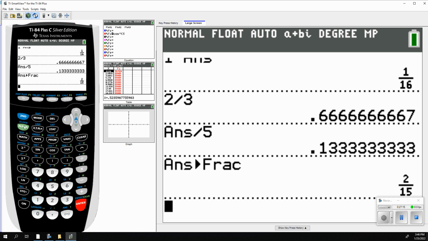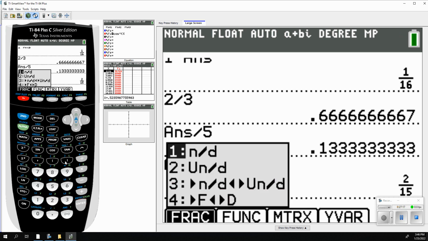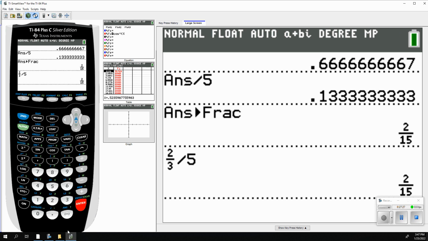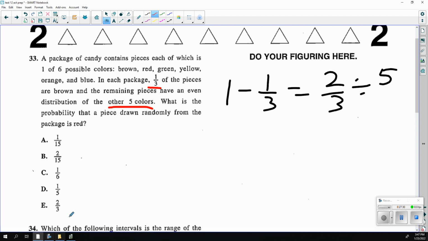I would have to use the alpha y equals for that, and I just try to avoid that. So it'd be 2/3 divided by 5. That gives me 2/15. So the rest are 2/15 of the package.